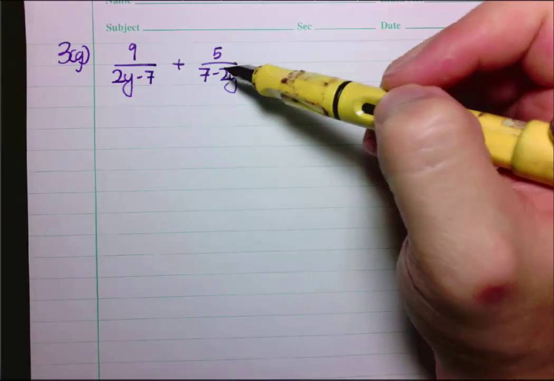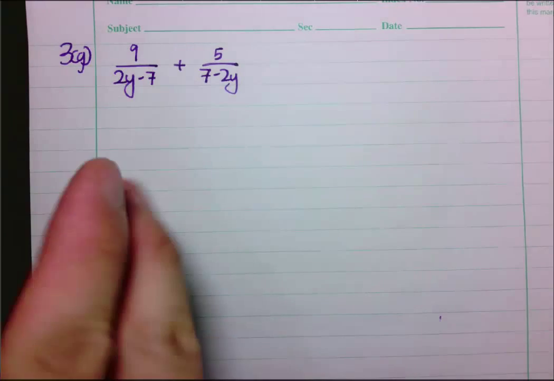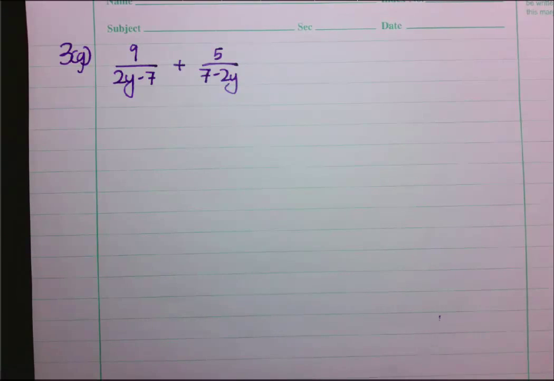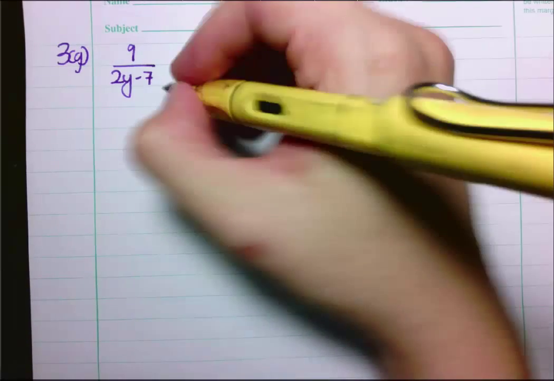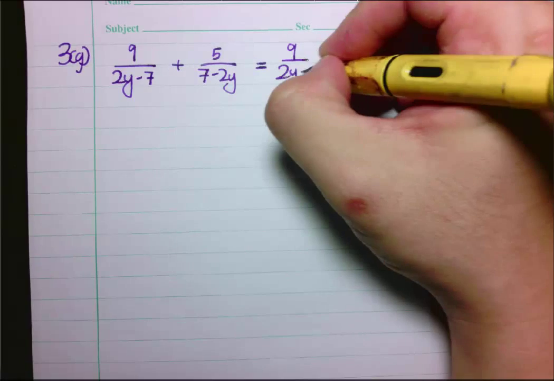Notice that down here, these two are actually almost the same thing: 2y minus 7 and 7 minus 2y. The only thing is that the two positions are flipped. 2y minus 7, the other side is 7 minus 2y. So you need to multiply the two of them to get the lowest common denominator. All you need to do is this.